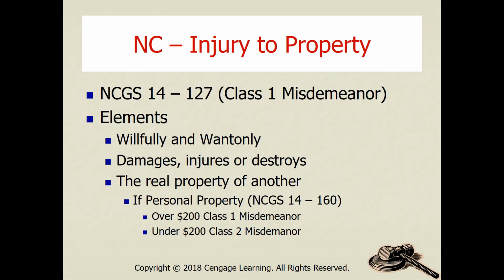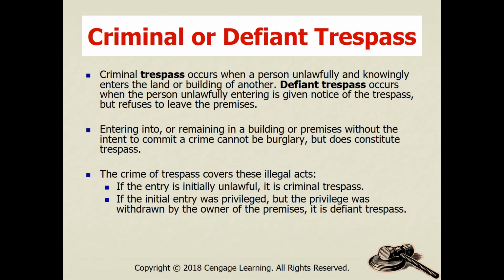You willfully and wantonly. So if this was an accidental thing, if you were carrying a bucket of paint and you tripped and it fell against someone's property, it smeared on someone's house or their deck or something, then it's not a crime. You have to willfully and wantonly, which is an act that you intentionally do, damage, injure, or destroy the real property of another. So we're talking about houses, buildings, things like that. If the damage is over $200, it's a Class 1 misdemeanor. If the damage is under $200, it's a Class 2 misdemeanor.